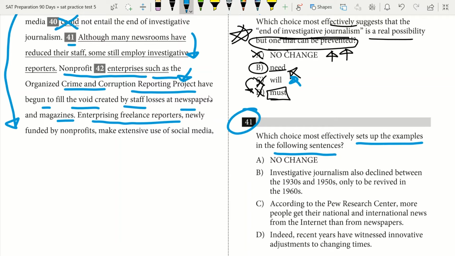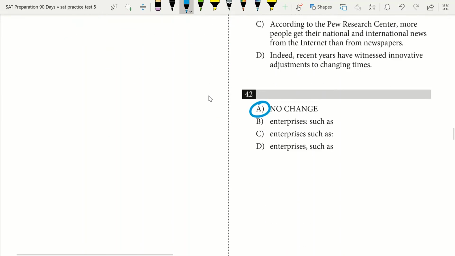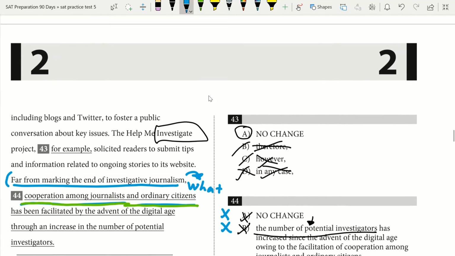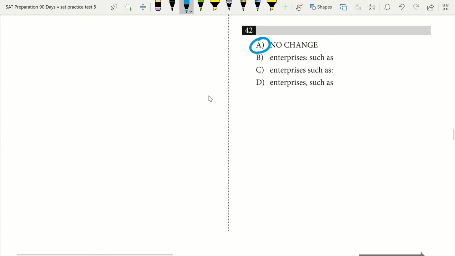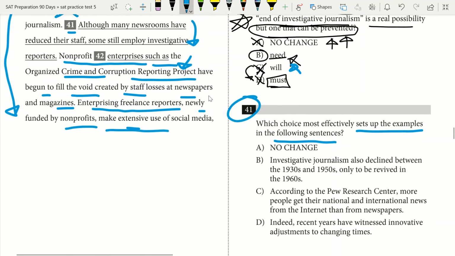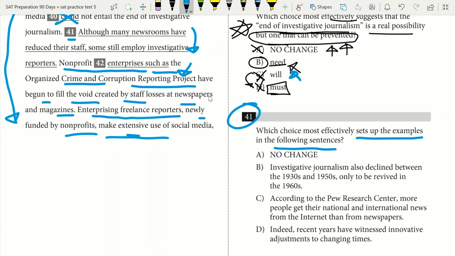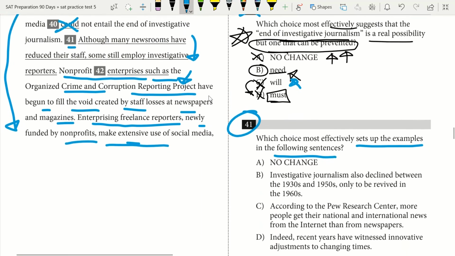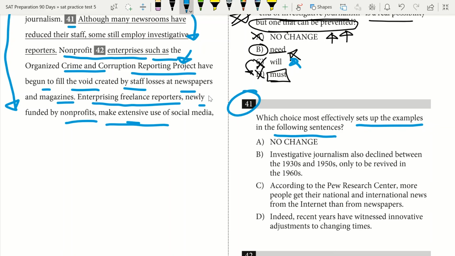Enterprising freelance reporters, newly funded by nonprofits, make extensive use of social media, including blogs and Twitter, to foster a public conversation about key issues. The Help Me Investigate project solicited readers to submit tips and information related to ongoing stories for its website. So I see all of those are going to be examples of how we have investigative journalism coming in new forms, right? We have innovative ways, changes to past times, right?